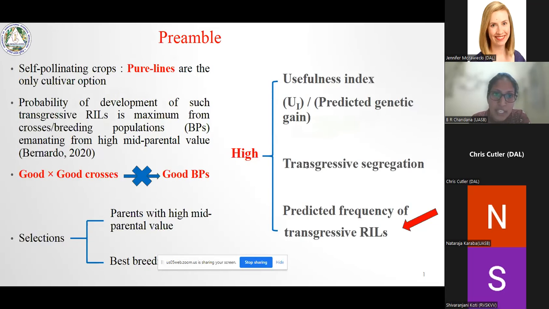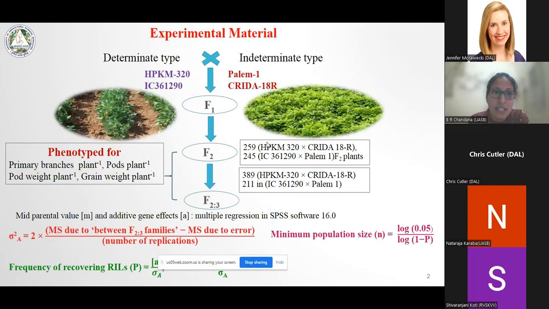So with this preamble, to predict the transgressive RILs, let me show how we developed breeding populations using these four genotypes, that is HPKM320, IC361290, PALM1, and CREDA18R, and these were differing in their growth habit. These two are of determinate growth habit type, and these two are of indeterminate types. And we crossed these four genotypes and developed two different crosses, that is HPKM320 by CREDA18R and IC361290 by PALM1.